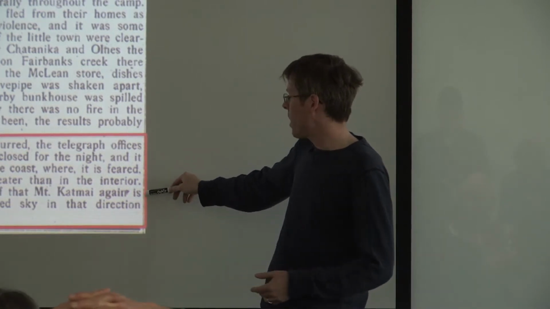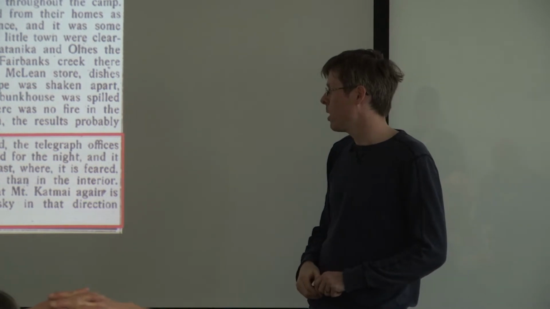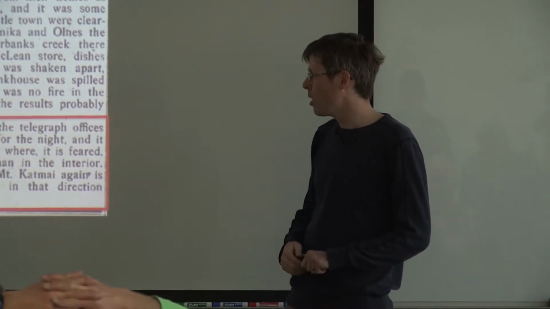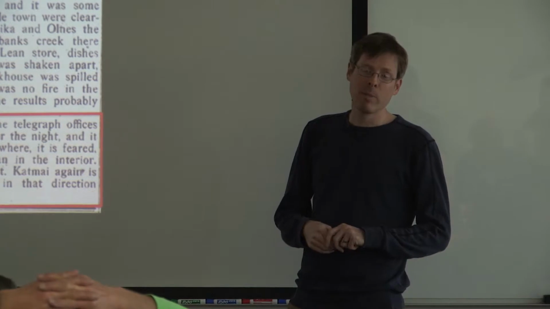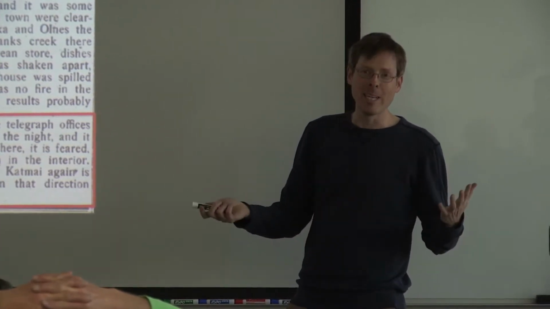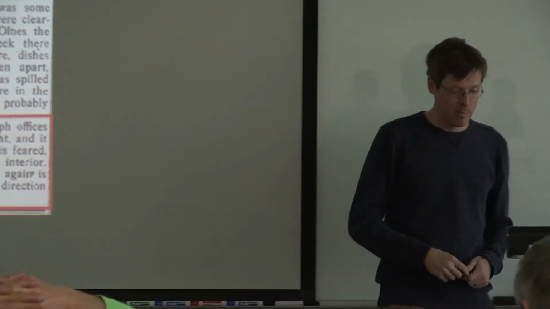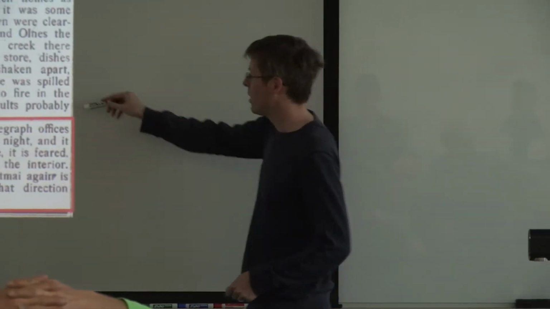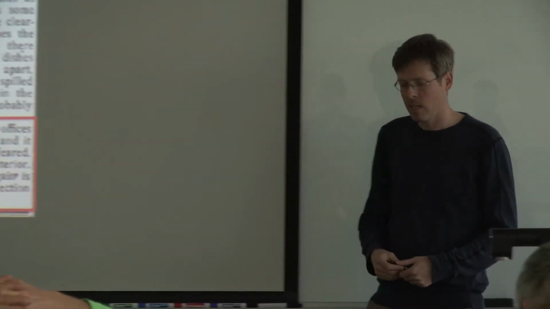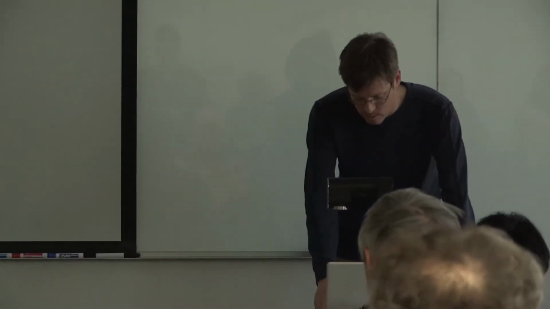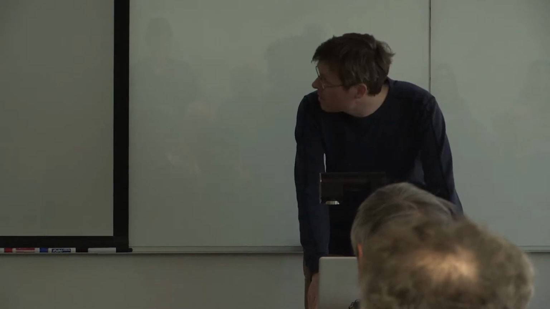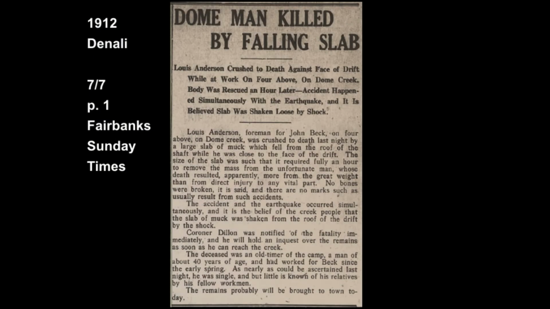Some are inclined to believe that Mount Katmai, again, is in eruption, and the darkened sky in that direction lends color to the belief. That turns out to be totally wrong, but you had this crazy volcanic eruption, and now you have a big earthquake. It's speculation, but you can see the continuity of these stories in the paper. And in this case, someone was working at this time, I guess 10 p.m. or something, and died under the slab.